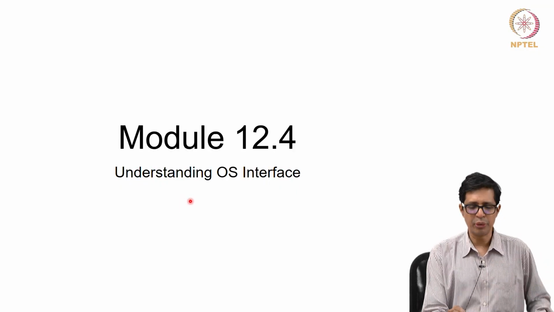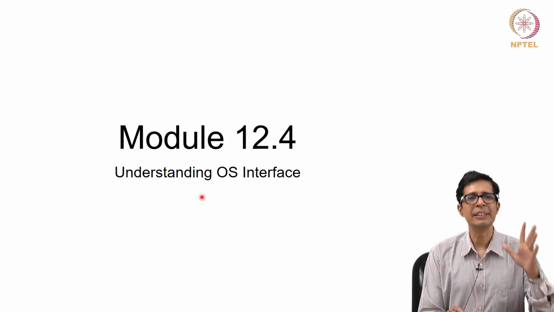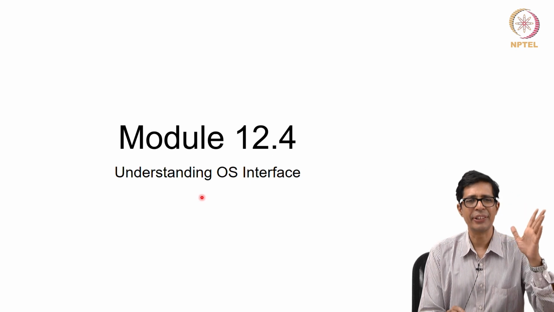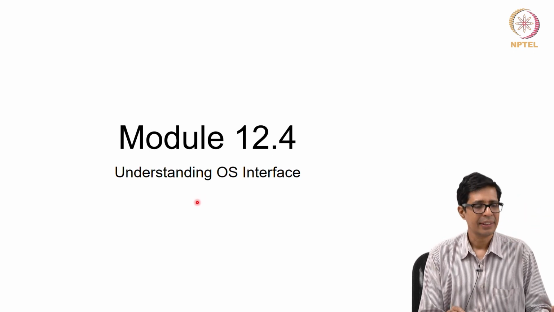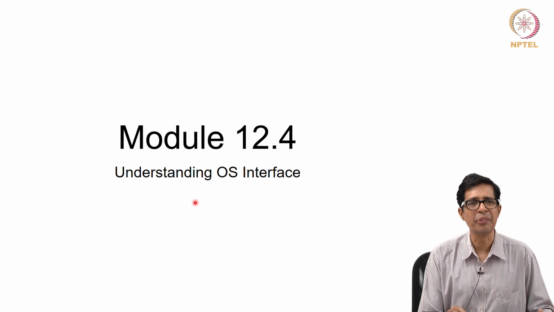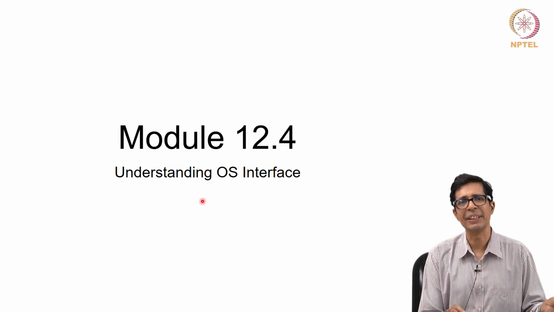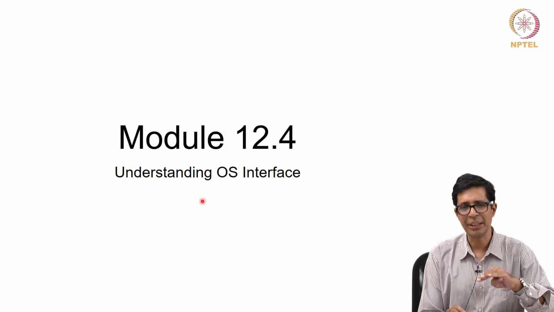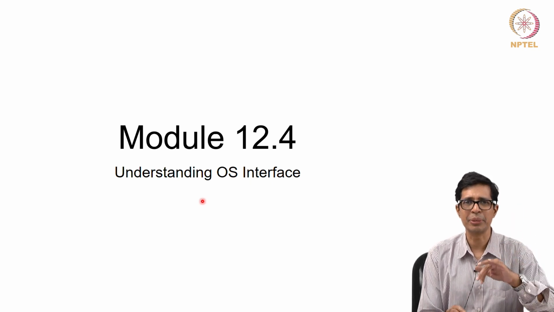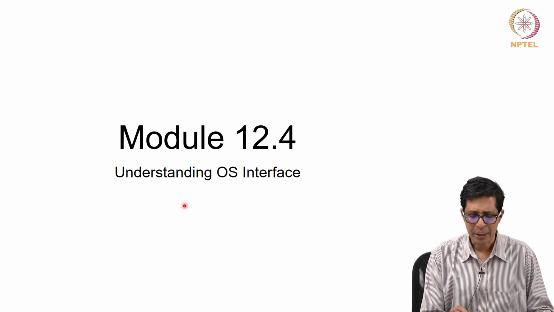Welcome to module 12.4, and now we will start understanding the OS interface in great detail. We have written the compiler. We know how to translate a Jack file to a VM file, and a VM file to ASM, and then assemble the ASM. So we are quite familiar with all these things, right?